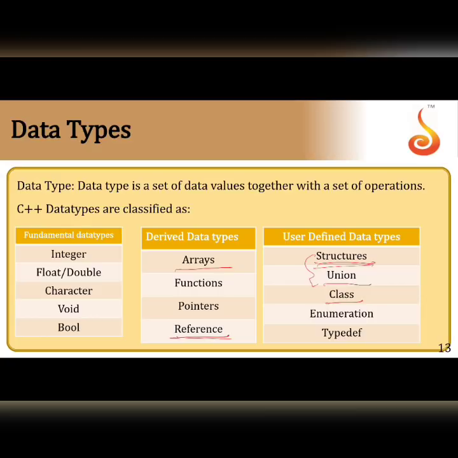Then we have a class. Class is nothing but a collection of data members and member functions. Next is enumeration. What do you mean by enumerated data types? Enumerated data types are nothing but user-defined data types with values ranging over a finite set of identifiers called enumeration constants. For example, days of a week. So we know the days of the week are 7. So it's a finite number of elements and each one is an enumeration constant.